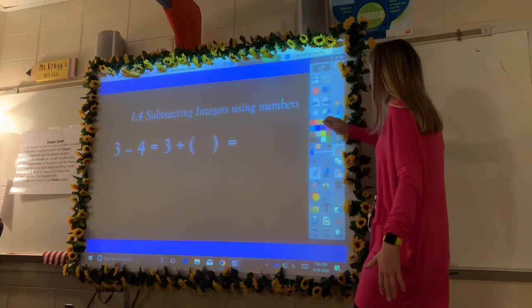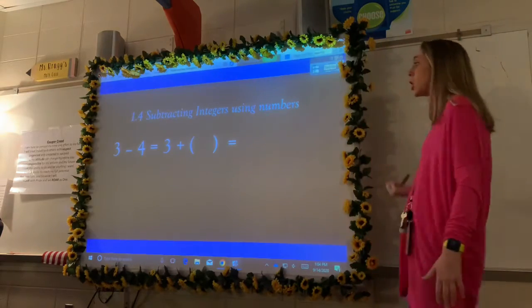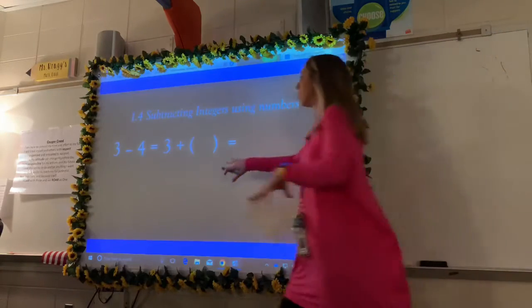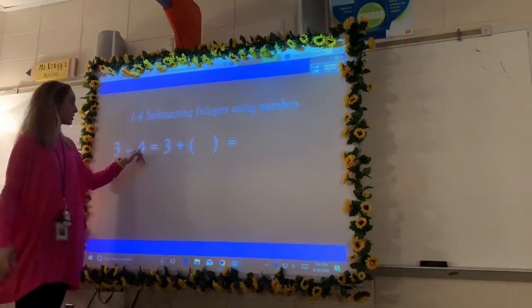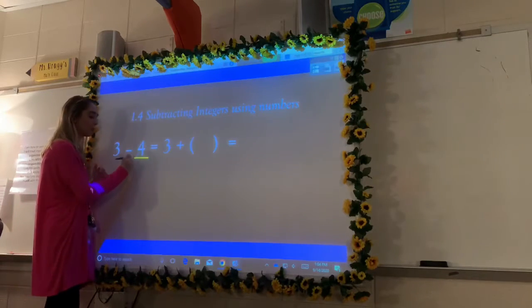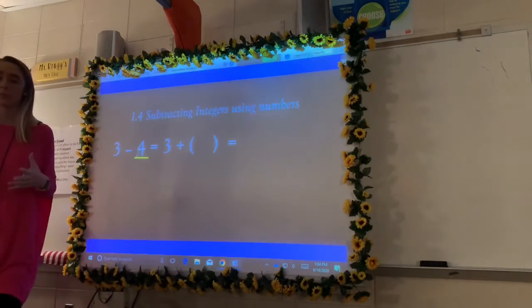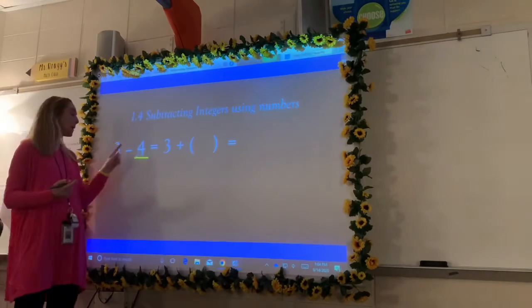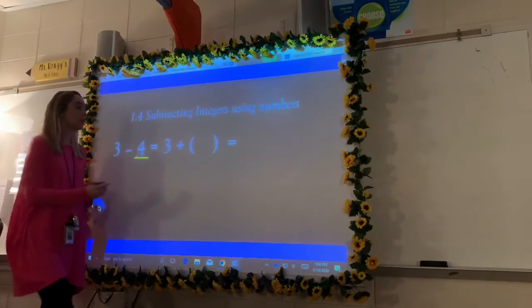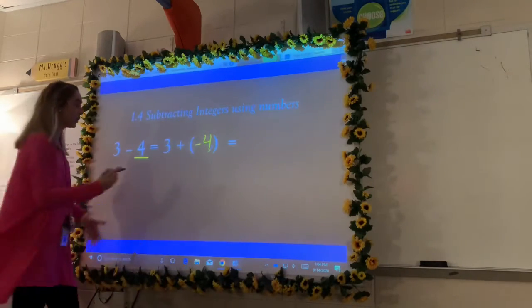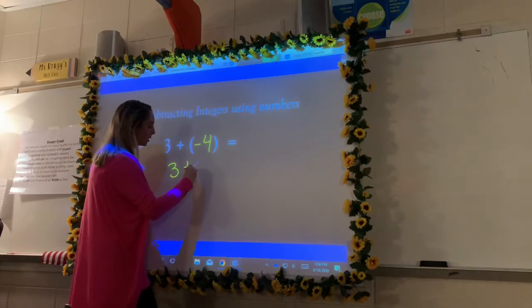So now let's look at it in terms of numbers. If we're given the equation 3 minus 4, remember I said we're going to add the opposite. So this subtraction now becomes positive, and then we need the opposite of 4. The first thing we need to determine is, is that 4 positive or negative? Well, it is positive because this subtraction is not attached. So the opposite of positive 4 would be negative 4. So your new equation is 3 plus negative 4.